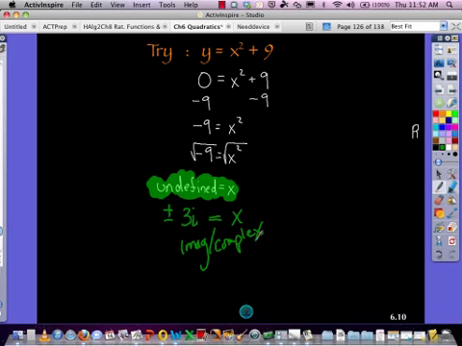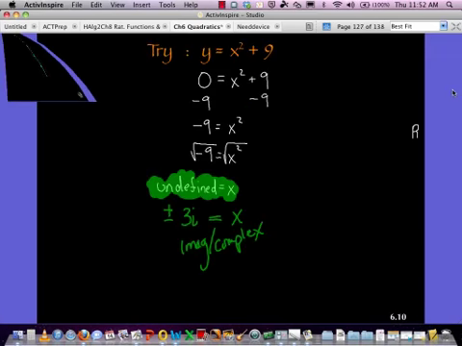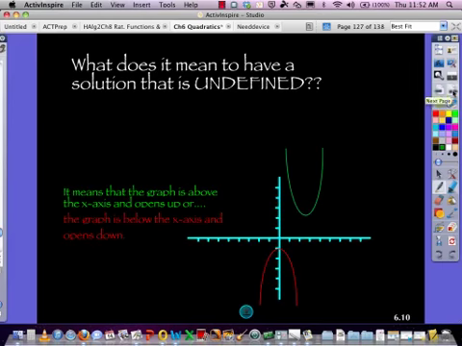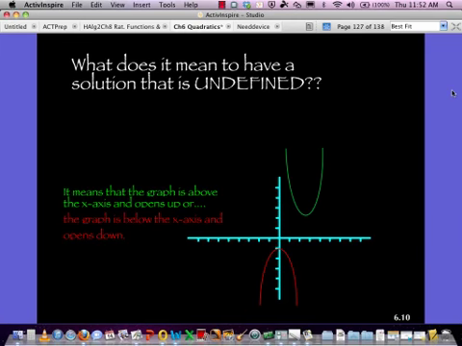So that's a problem. So a question will be now, if you think back, what does it mean to have a solution that's undefined? In terms of the graph, it's the only possibility that does not cross the x-axis. So there is no x-intercept, and it only can occur in 2 ways. When you have a parabola opening up, where the vertex is above the x-axis, or a parabola that opens down, where that vertex is below the x-axis. So we've just gone over the 3 possibilities.